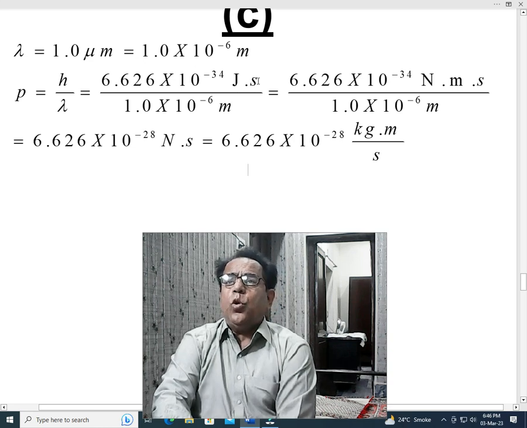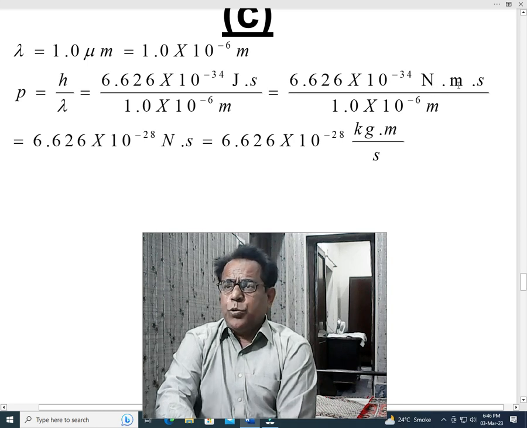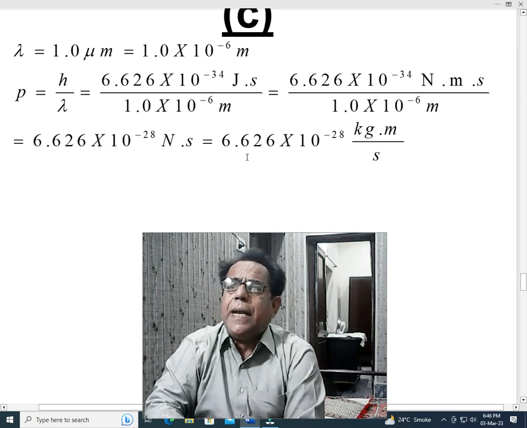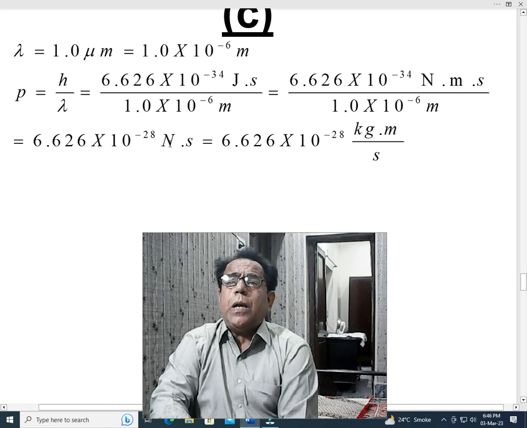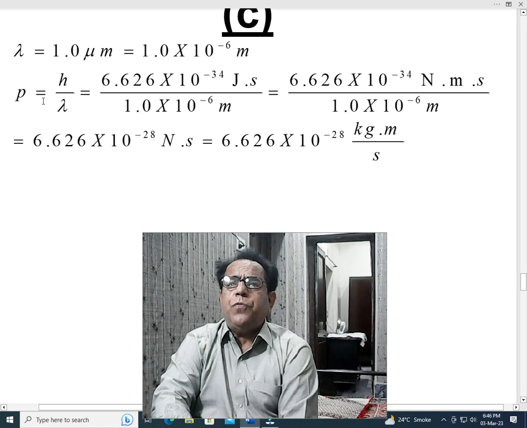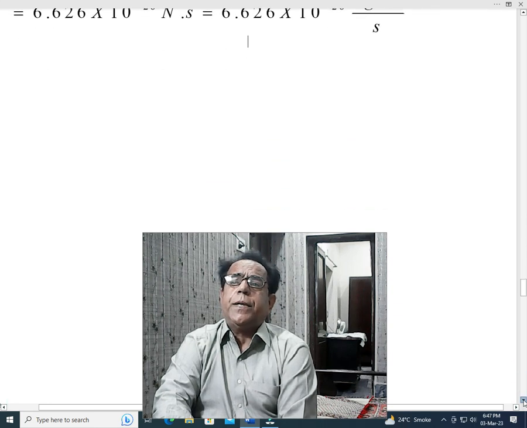So here joule second per meter will take the form Newton meter second over meter. Here meter will be cancelled out with meter and we will get Newton second, and Newton is equal to kilogram meter per second square. So one second will be cancelled out with this second, and second will appear in the denominator. So the value of momentum P has become equal to 6.626 into 10 raised to the power minus 28 kilogram meter per second.